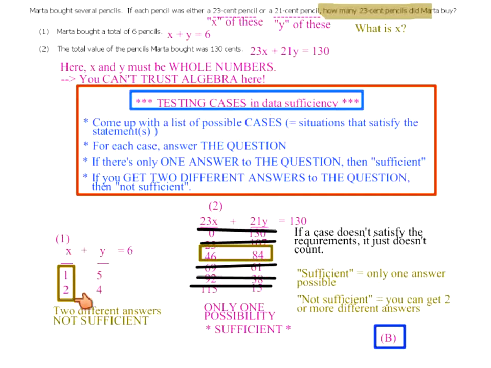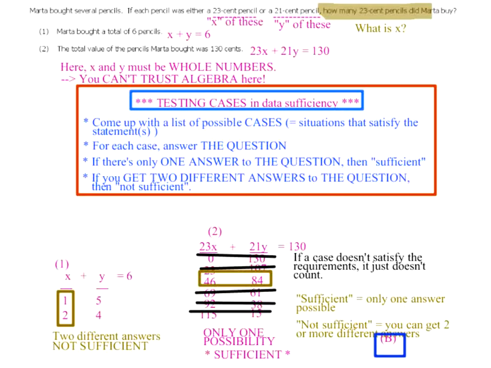You come up with cases. If you get more than one thing to happen, then that's insufficient. And if you get only one thing to happen, then that's sufficient. So what's the other thing here? What result are you actually trying to get here? Are you trying to get sufficient, or are you trying to get not sufficient? What do you guys think? When you test cases, are you trying to prove the statement sufficient, or are you trying to prove it not sufficient?